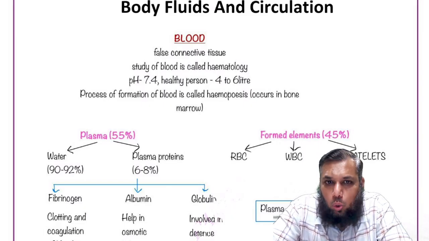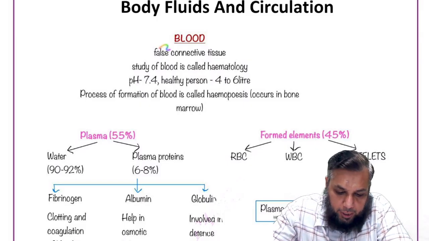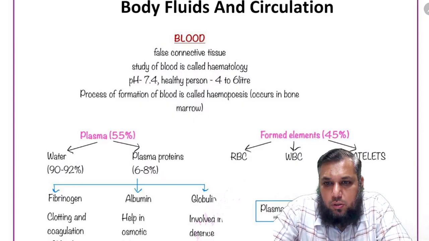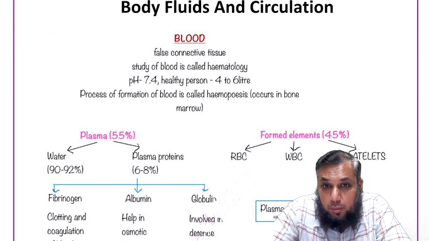So to begin with, what is the blood? It's a liquid connective tissue. It is also called a false connective tissue. False because connective tissue shows the presence of a semi-fluid matrix. But in the case of the blood, the matrix is replaced by a liquid plasma. So the plasma is doing the job of the extracellular matrix. So it does not show the presence of a semi-fluid or semi-solid matrix rather. It shows the presence of a liquid plasma which is replacing the matrix.